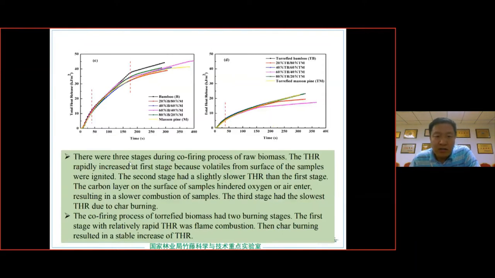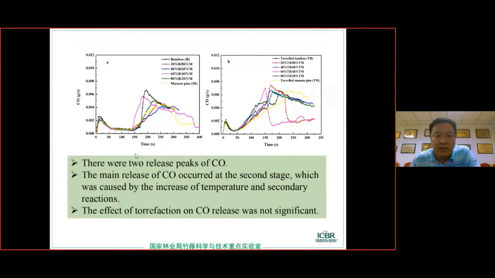This is the CO yield during the combustion process, and there are two release peaks of CO. The main release of CO occurs at the second stage, which is caused by the increase of temperature and secondary reaction. And the effect of purification on CO release is not significant.